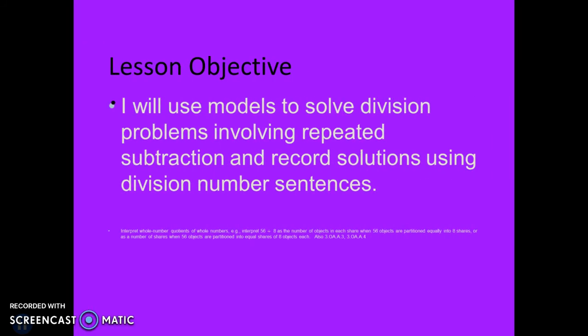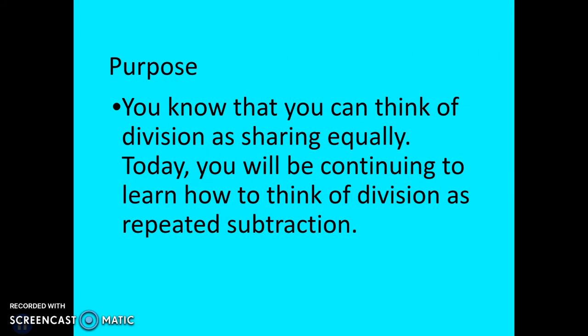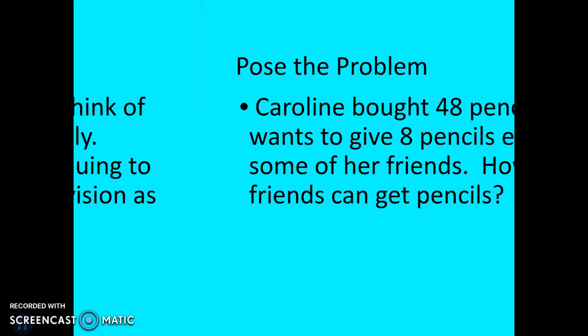You're going to use models to solve division problems involving repeated subtraction and record the solutions using division number sentences, meaning that it has a number, it has an operation sign, and there should be a quotient since we're working on division, and a quotient is an answer to a division problem. You know that you can think of division as sharing equally. Today we're going to continue learning with that thinking and how we're going to use repeated subtraction to show it.